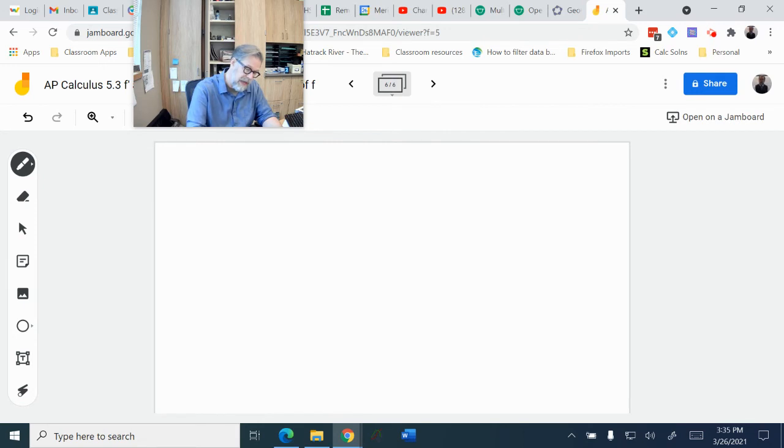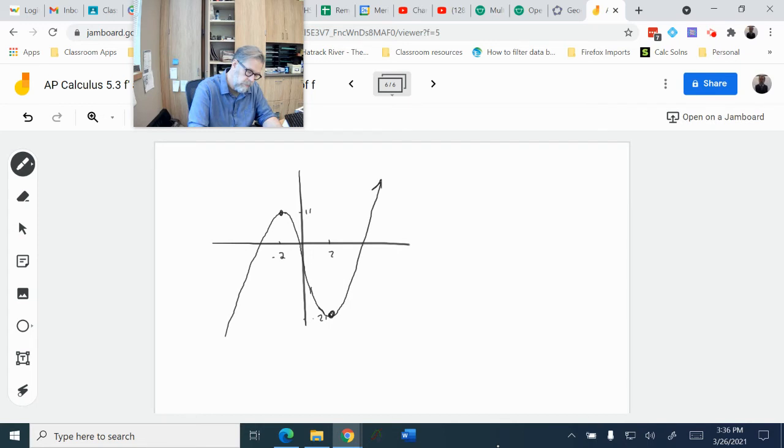And knowing that, I can now sketch a graph. Negative 2, 11, positive 2, negative 21, and this is the graph of f of x.